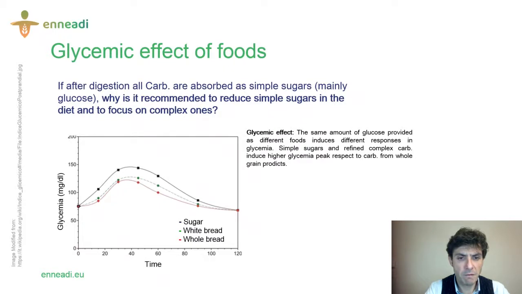So if we look at the graph here, we have the black line, which represents the glycemia after the ingestion of some sugars. In this case, we have a rapid and high increase of glycemia, while glycemia increases much more slowly if we ingest the same amount of carbohydrates as complex carbohydrates like those present in bread.